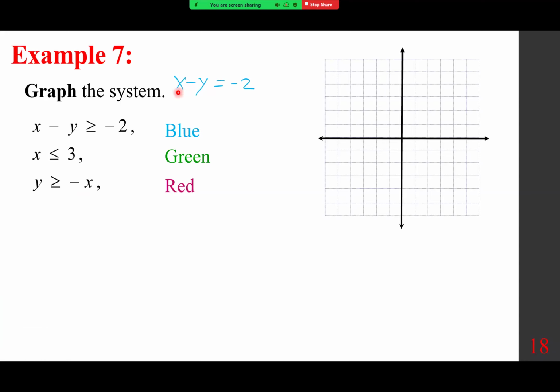If x is 0, minus y equals -2, and y equals +2, so 0, 2. If y is 0, x is -2. So those are the pairs. Those are easy to see, I hope.